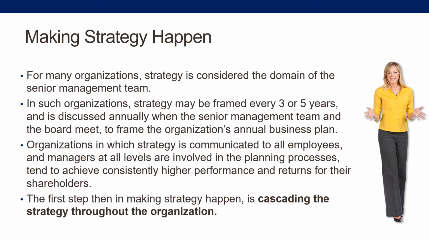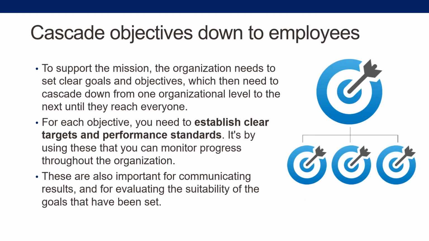The first step then in making strategy happen is cascading the strategy throughout the organization. To support the mission, the organization needs to set clear goals and objectives, which then need to cascade down from one organizational level to the next until they reach everyone.